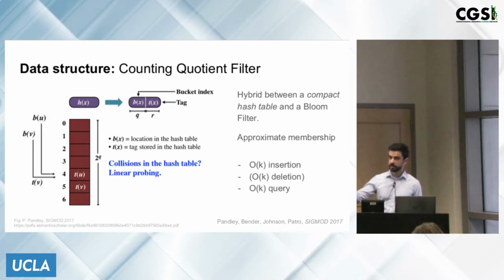You can also store values, not just elements, but values associated to them in the same table. It supports approximate membership and has the following nice complexities. So essentially O of k for insertion. Deletions are a little bit more tricky. I'm not sure if they are considered. Actually, I didn't look into it. And O of k queries. So you get the benefits of Bloom filters. Essentially, there's only one hash function, so there's no h in the complexities.